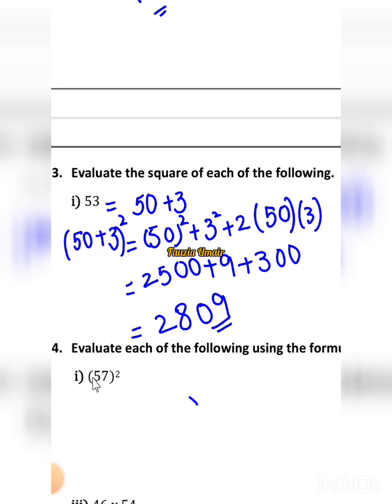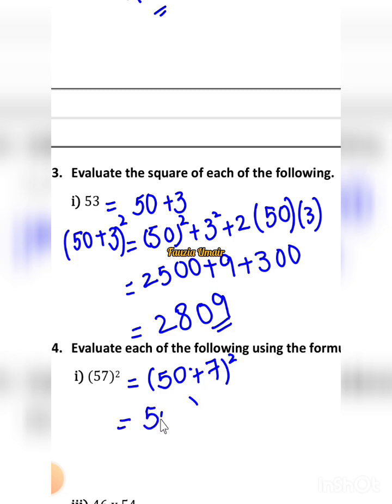So just look at this 57. I can change this question in two ways. First, I can write down 50 plus 7, or I can write down 60 minus 3. It's totally up to you which method you follow. So I'm going to write down 50 plus 7 whole square. This number can be changed in two ways, using the first formula as well as the second formula. So now I will just apply the formula.